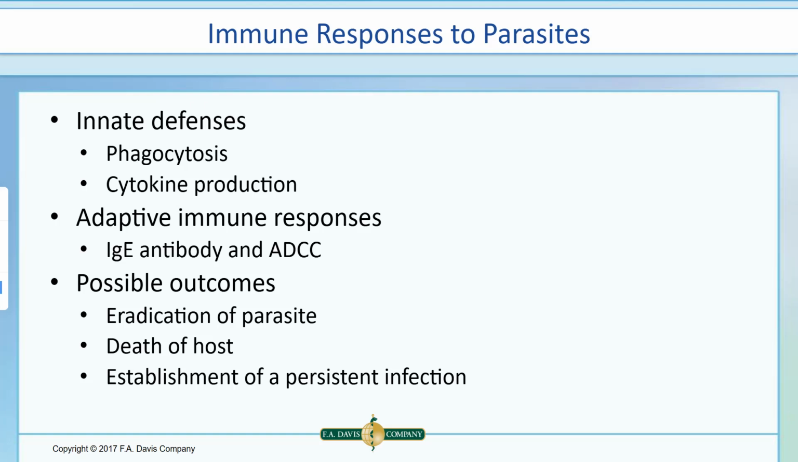The immune response to parasites: innate defenses such as phagocytosis, cytokine production; adaptive immune responses, IgE antibody; possible outcomes: eradication of the parasite, death of the host, or establishment of a persistent infection.